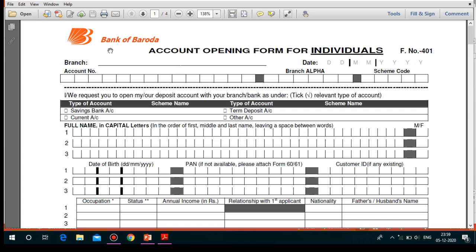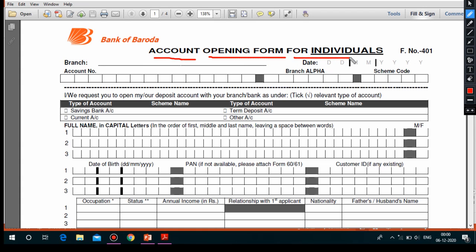If you want to open a bank account in any bank like Bank of Maharashtra or SBI, they will also have an account opening form, but the format or design will be different, because the bank can decide the design of the account opening form, but the contents will be the same. So this is the account opening form for an individual.